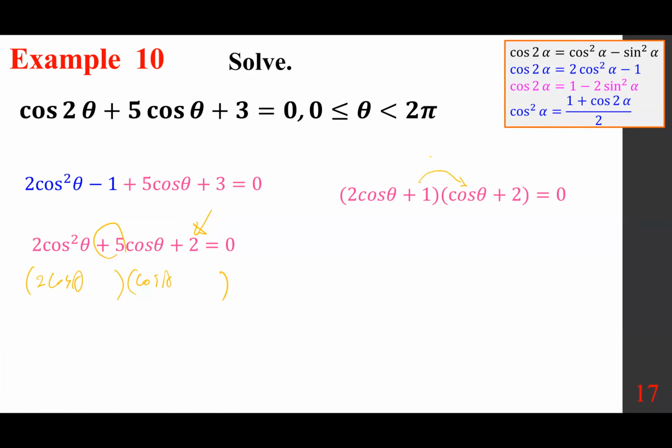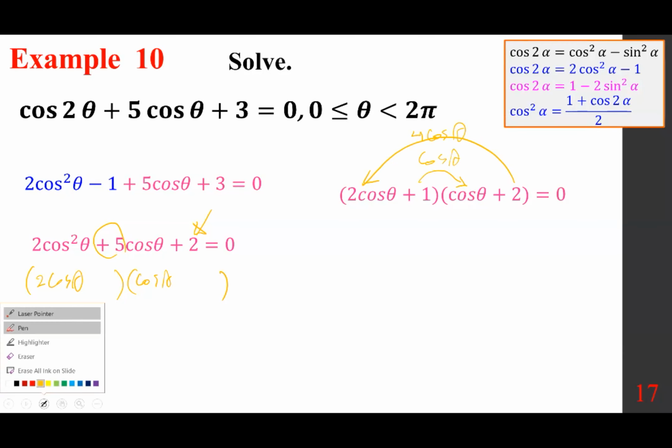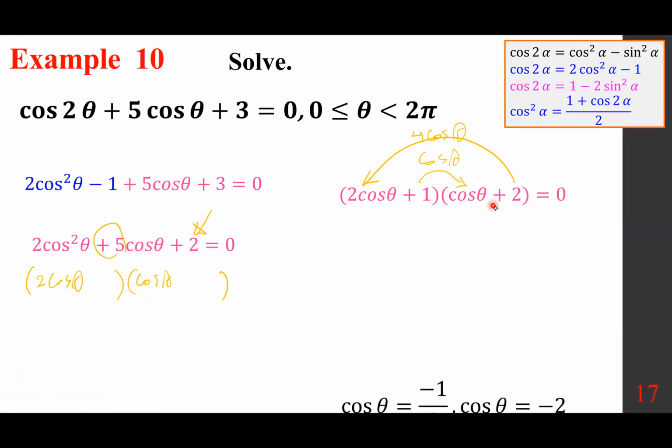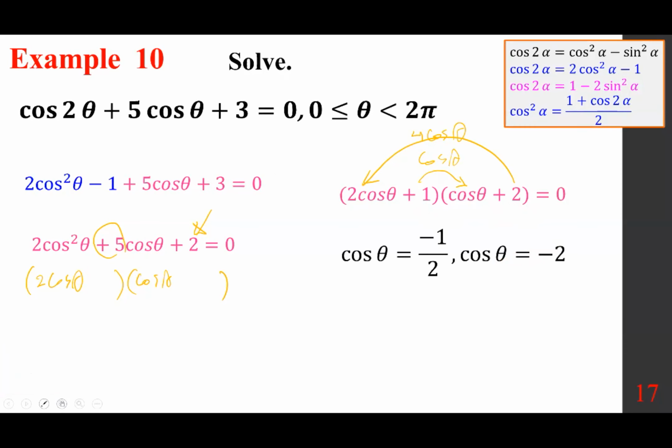This gives you cosine theta. This gives you 4 cosine theta. Do they add up to 5 cosine theta? That's the question. That's what you should ask yourself, okay? And that is extremely important to work. And it does. So therefore, cosine theta is negative 1/2. Cosine theta is negative 2. As you know, this one doesn't give you any solutions, right? This doesn't give you any solution because cosine is between negative 1 and 1. So that's out.